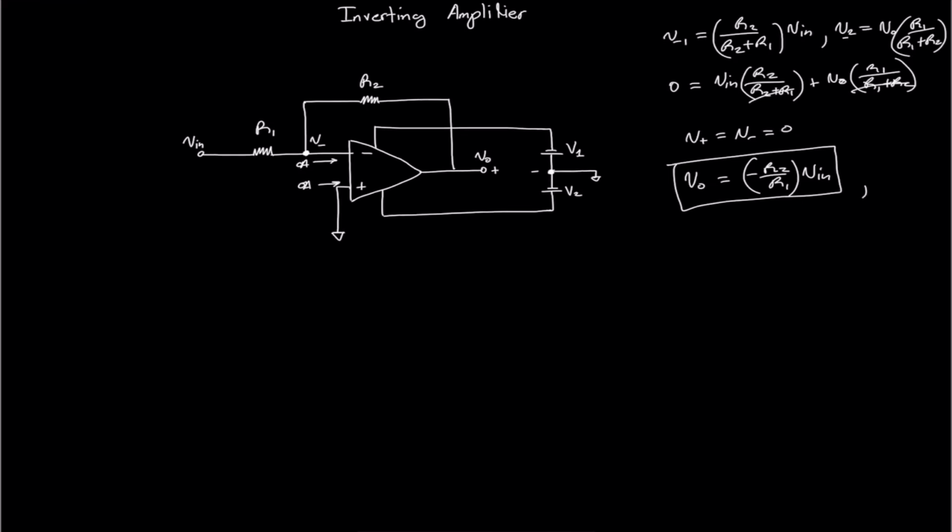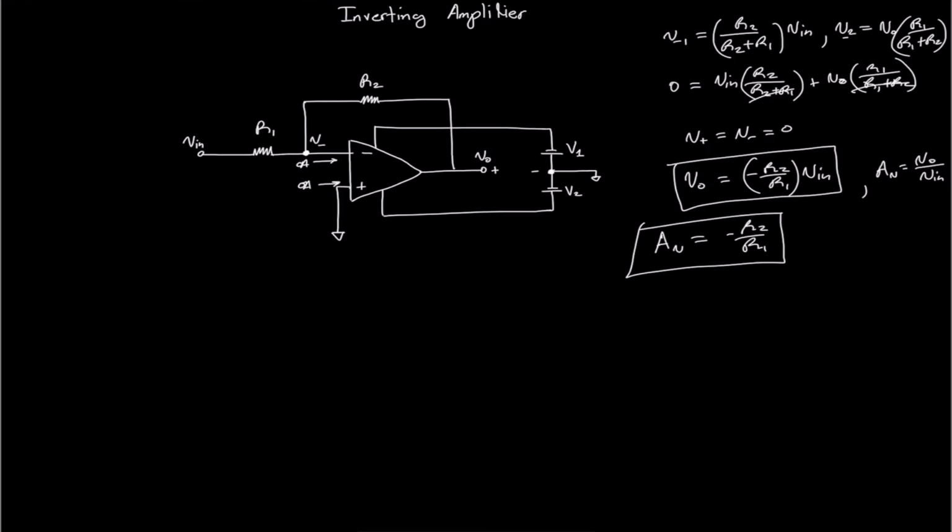We can then state that our voltage gain is V out divided by V in, and thus our voltage gain for our amplifier is negative R2 divided by R1. So there we have it for our output voltage and our voltage gain. The quantity negative R2 over R1, as we mentioned earlier, is our gain. It is our closed loop voltage gain, for both negative and positive V in.